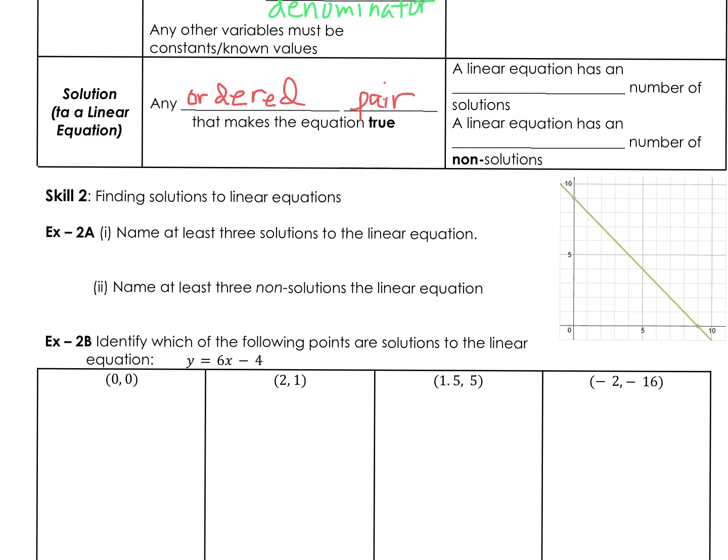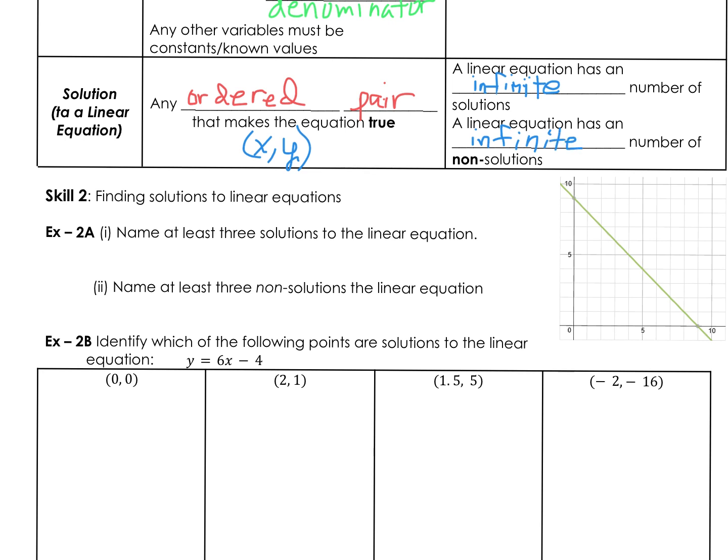Any ordered pair that makes the equation true. And of course your ordered pair is going to look like an x value with a y value. A linear equation has an infinite number of solutions. And a linear equation also has an infinite number of non-solutions.